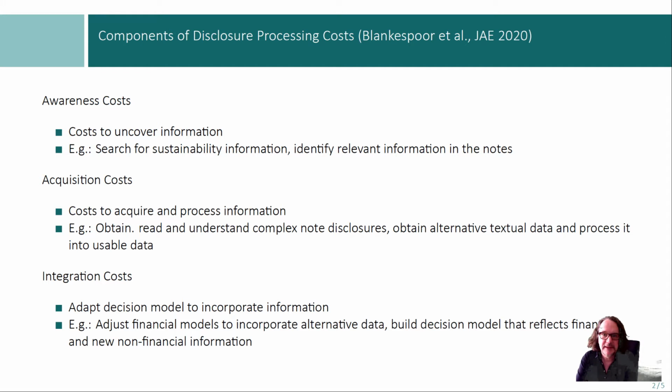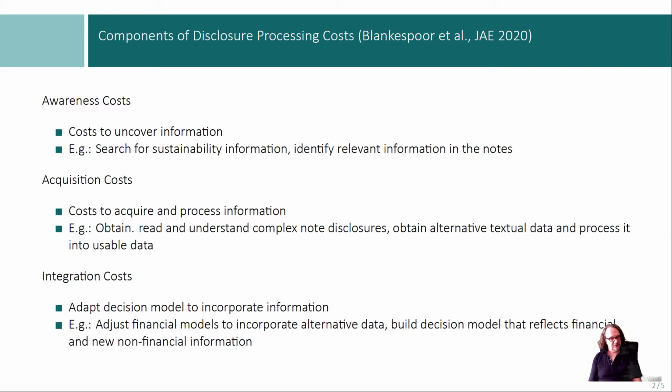Okay, so this paper uses the notion of disclosure processing costs, which was of course used in prior literature as well. And it breaks it into three conceptual components: awareness costs, acquisition costs, and integration costs. Taken together, you can understand disclosure processing costs as the cost to actually use the information that is being disclosed by a firm.